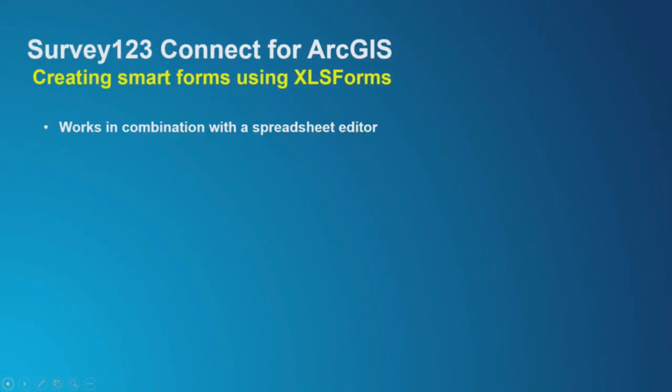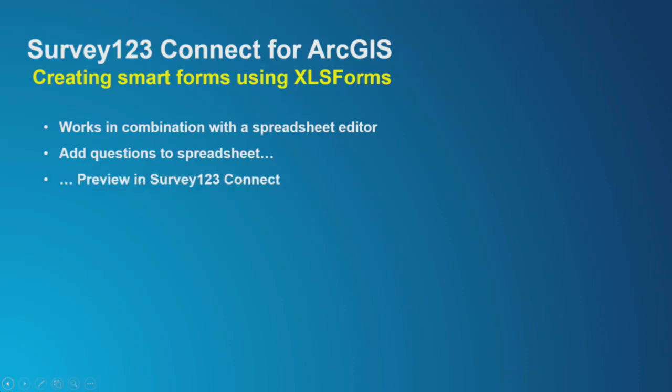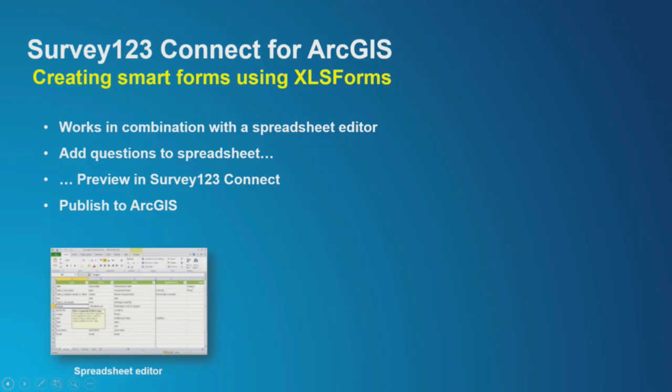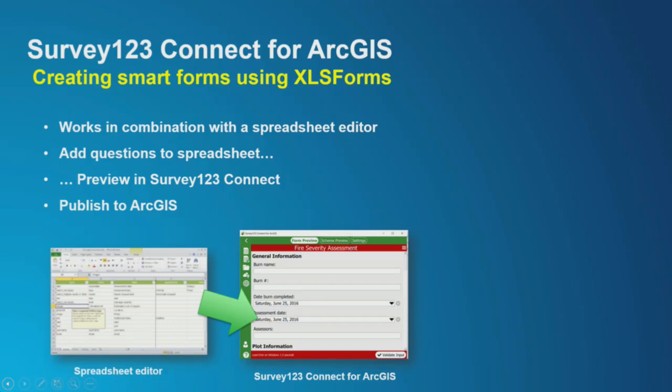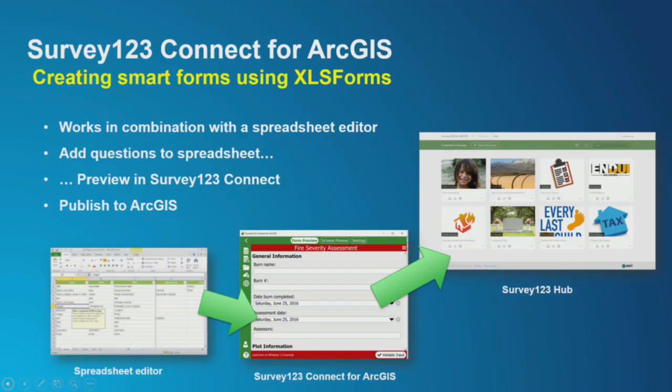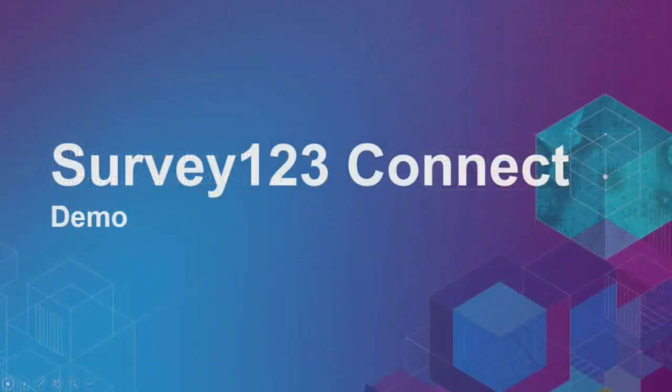To create the smartest forms, you will need a tool called Survey123 Connect for ArcGIS. It works in combination with a spreadsheet editor. You add questions to the spreadsheet, you preview them in Survey123 Connect. Then you push a button and it publishes your smart survey into ArcGIS. Typically, I like to use Microsoft Excel to define the rules of my survey. Then I preview the results in Connect. I go back and forth. And finally, I push the button and I publish into Survey123. Let's have a look at Survey123 Connect next.